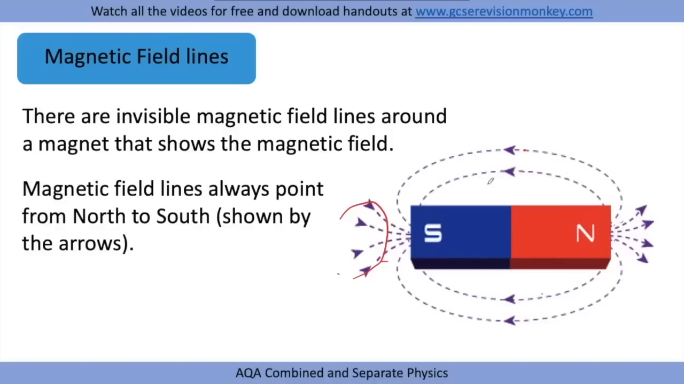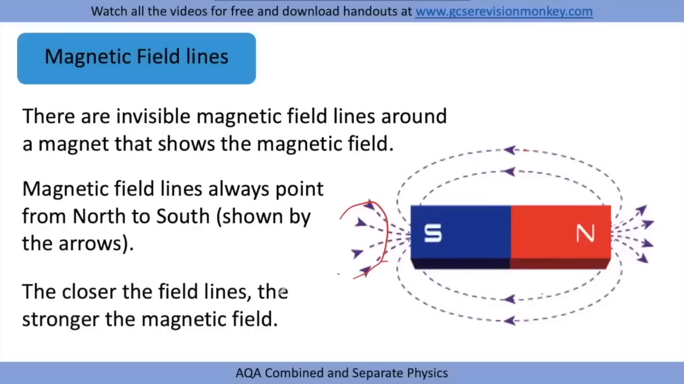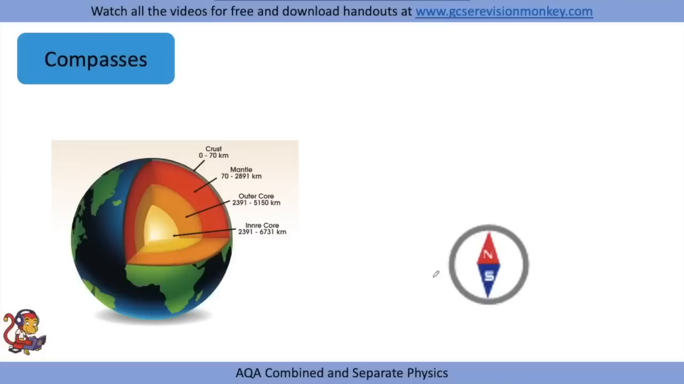So you'll need to be able to draw these magnetic field lines around a bar magnet like this and draw the arrows on as well. You draw at least 2 lines above, at least 2 lines below, and a few coming out of the poles. So the closer the field lines, the stronger the magnetic field. So at the poles here, where the lines are closest together, that will be where the magnetic field is strongest, and you'll get your strongest attraction here.